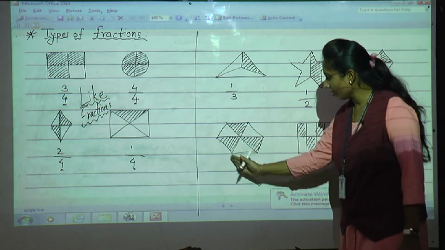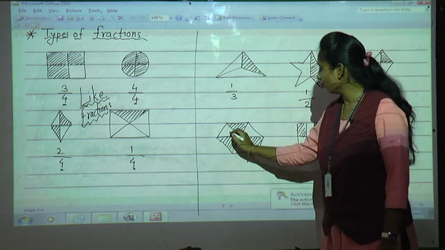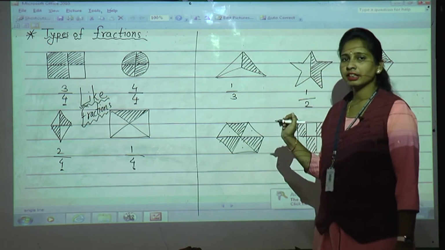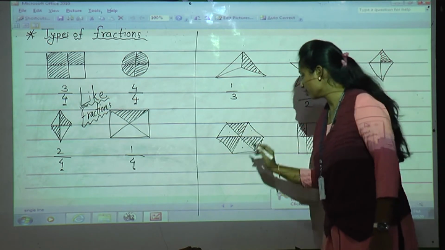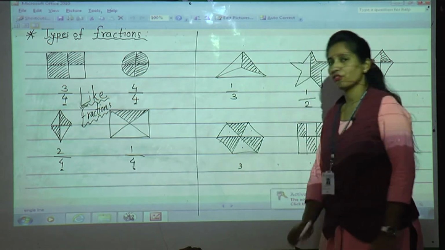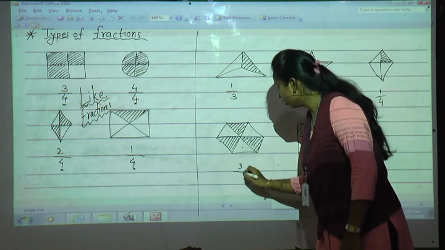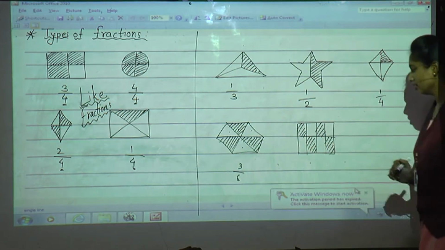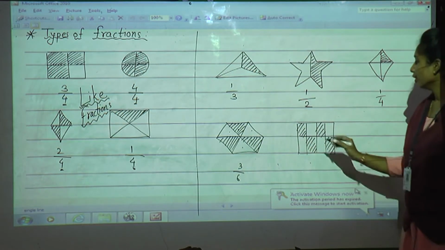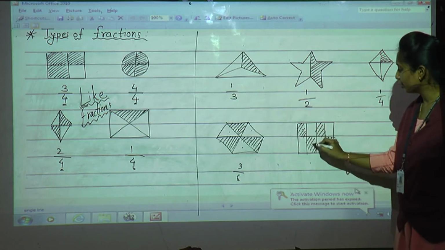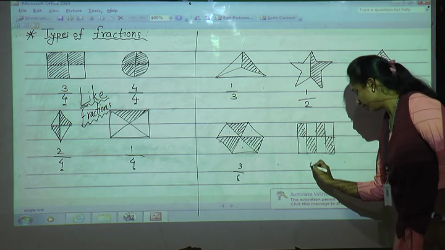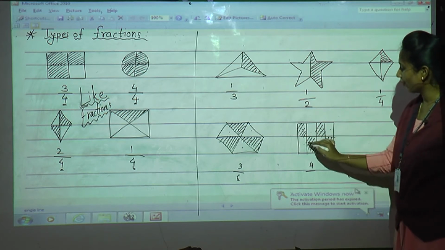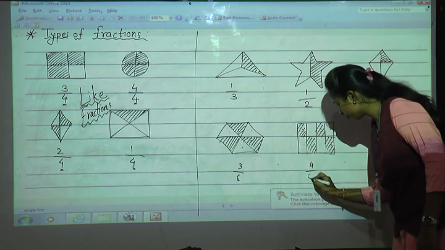Now see this shape. How many parts are there in total? 1, 2, 3, 4, 5, 6. After that, how many are colored? 1, 2, 3. So write the colored parts in the place of the numerator and the total parts in the place of the denominator. Now see this rectangle. How many parts are colored? 1, 2, 3, 4. Yes. Out of how many parts are there? 1, 2, 3, 4, 5, 6, 7, 8.